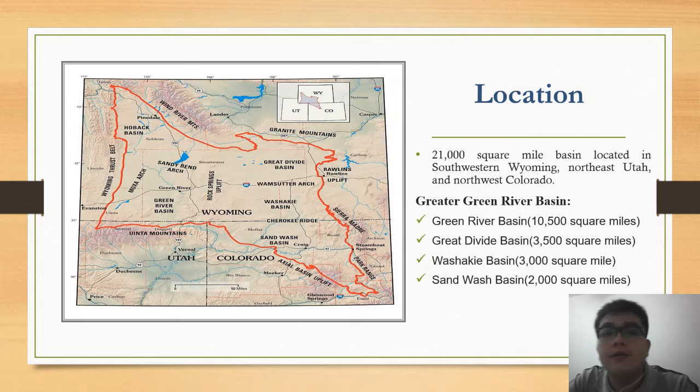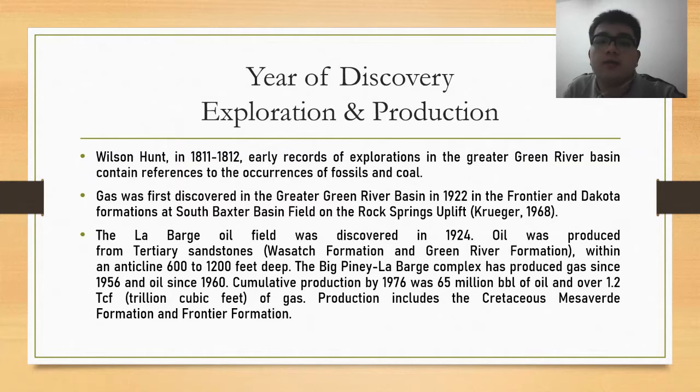The Greater Green River Basin in Green River Field is a 21,000 square mile basin located in southwestern Wyoming, northeast Utah, and northwest Colorado as shown in the picture. The Greater Green River Basin is divided into four sub-basins, which are Green River Basin, Great Divide Basin, Wasatch Basin, and Sand Wash Basin.